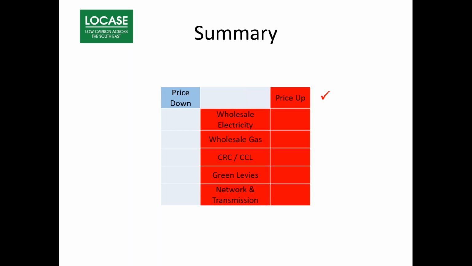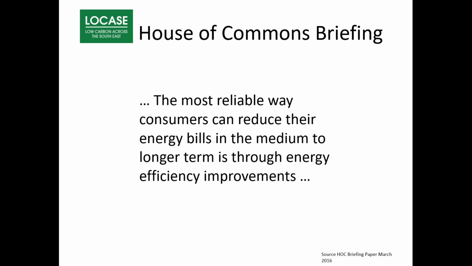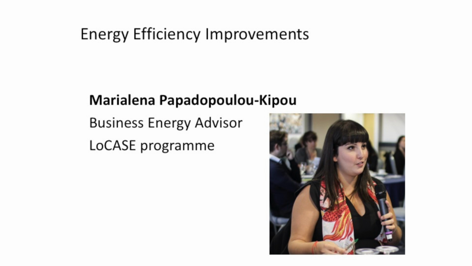It's a clean sweep for prices up, I'm afraid, and this is clearly why it was named the graph of doom before. But we ended our journey last time with a statement from the House of Commons briefing saying that the most reliable way consumers can reduce their energy bills is through energy efficiency improvements. Today we're going to talk a bit more about how to achieve those improvements in a real practical way. So I'll hand over now to my colleague Marilena, and she'll talk to you about what measures you can employ to reduce your energy consumption.